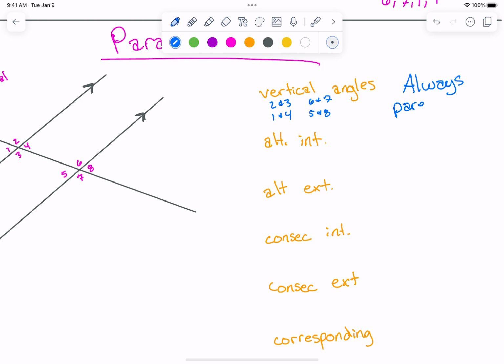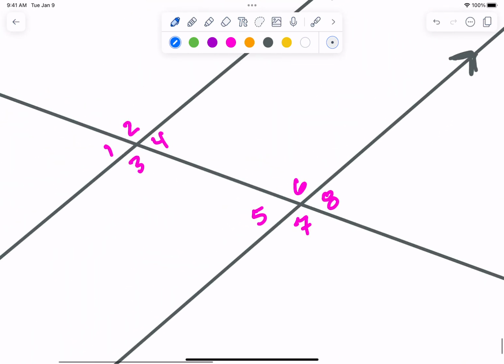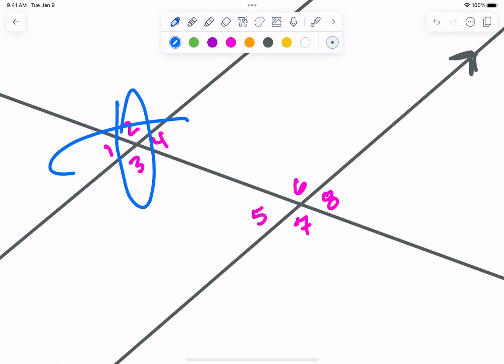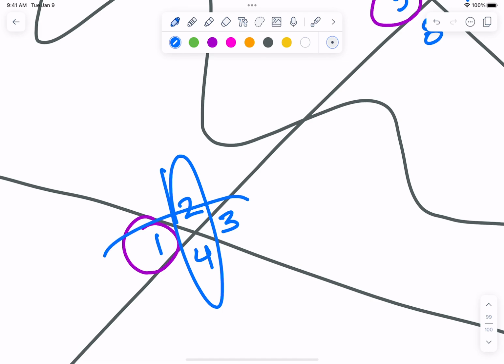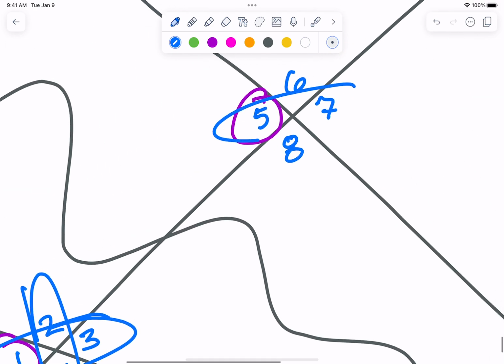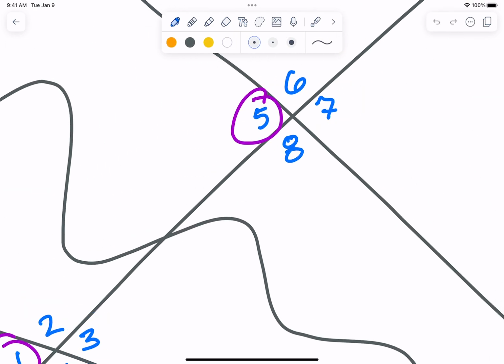Always, vertical angle pairs are congruent. I'm getting ahead of myself. Always we have it that vertical angles are congruent. Okay, regardless of whether they're parallel or not, right? Like 2 and 3 will always be the same as each other. 1 and 4 will always be the same as each other, right? Okay, same thing up here when they weren't parallel. 2 and 4 was still the same. 1 and 3 were still the same. 5 and 7, 6 and 8, those were all the same as each other, okay?